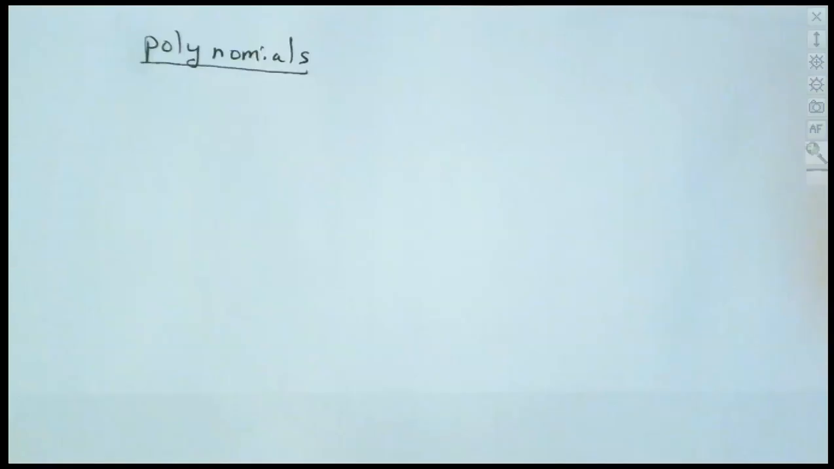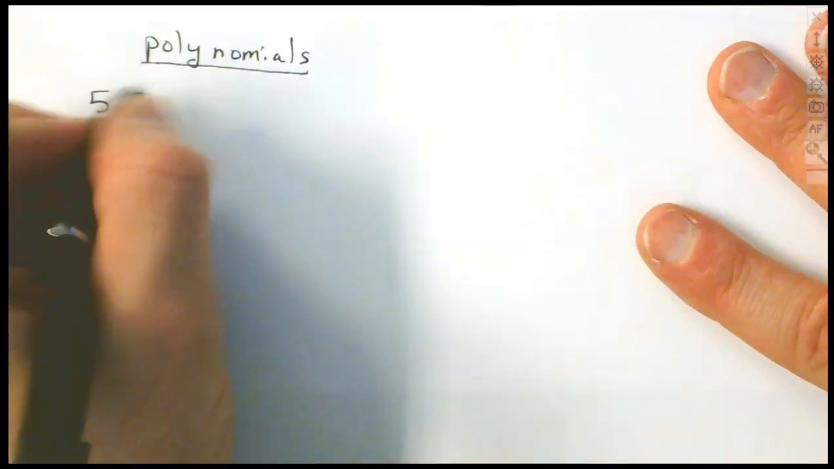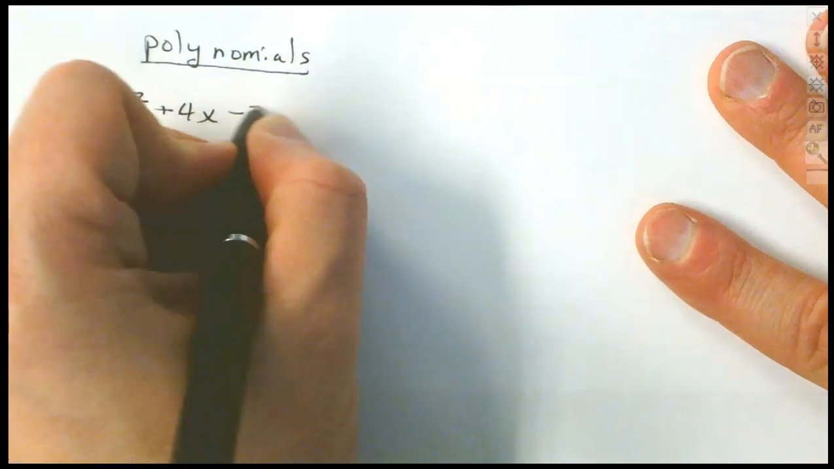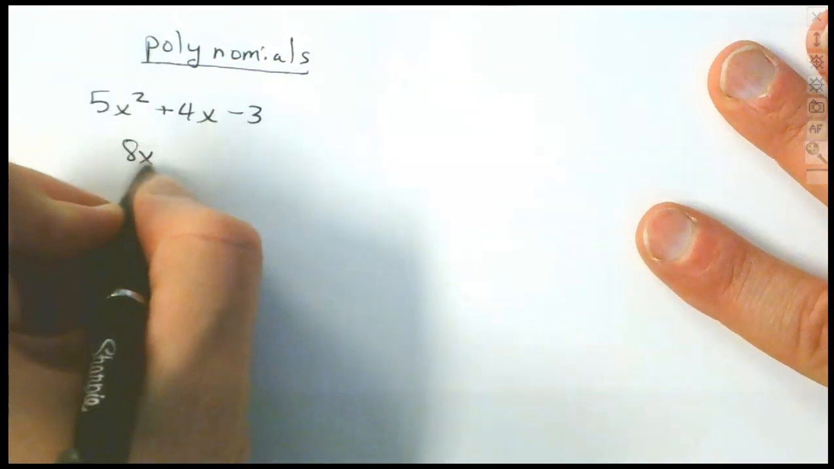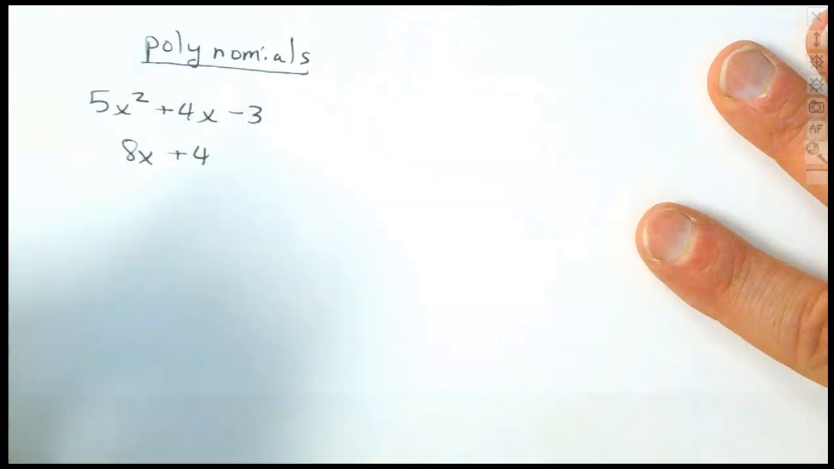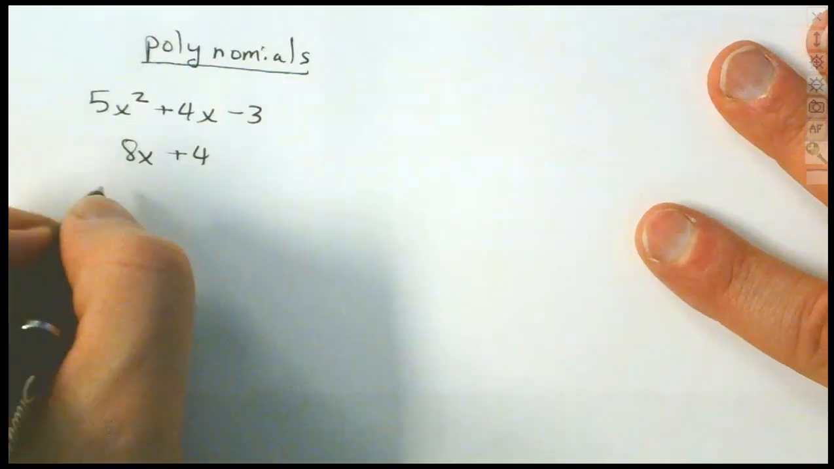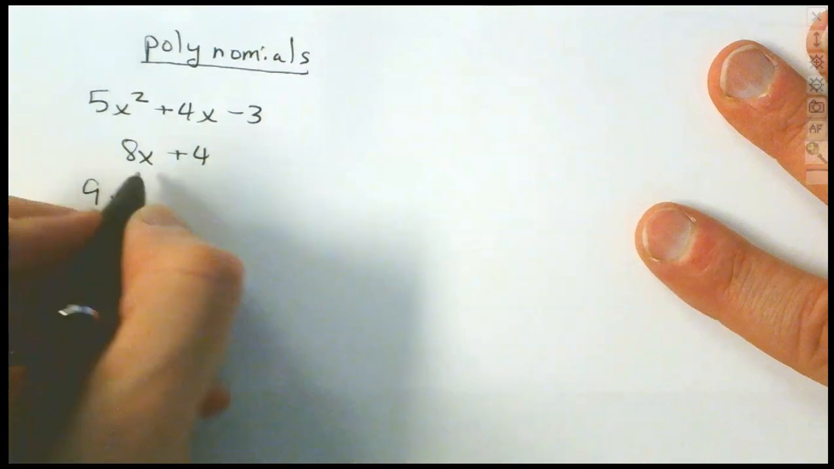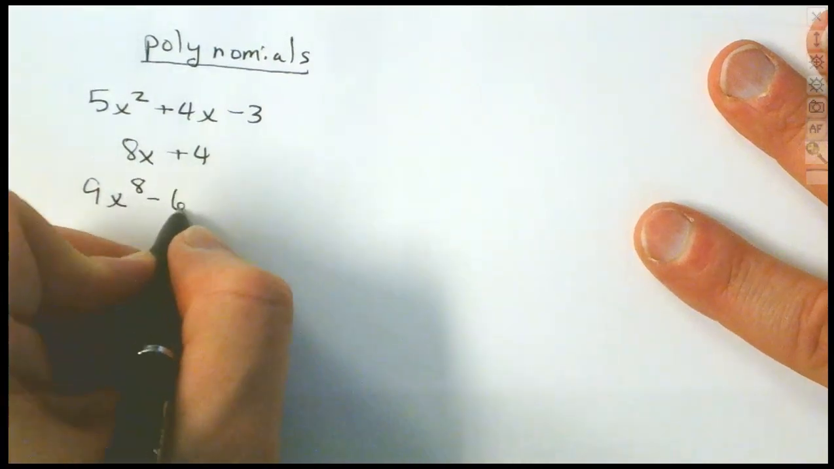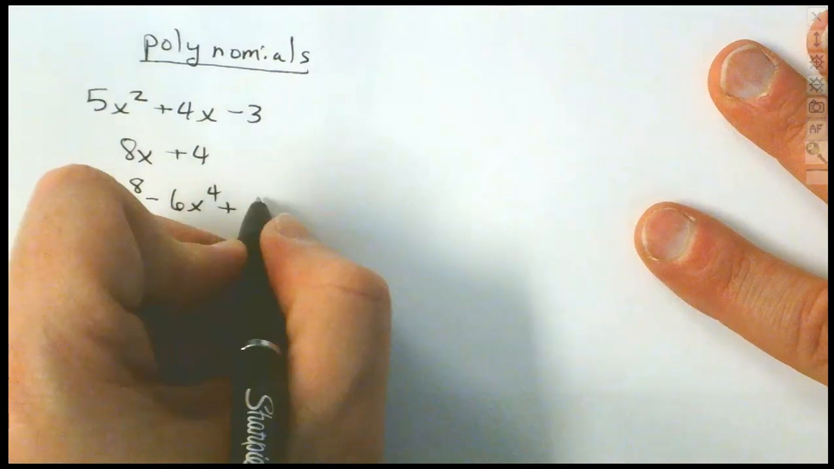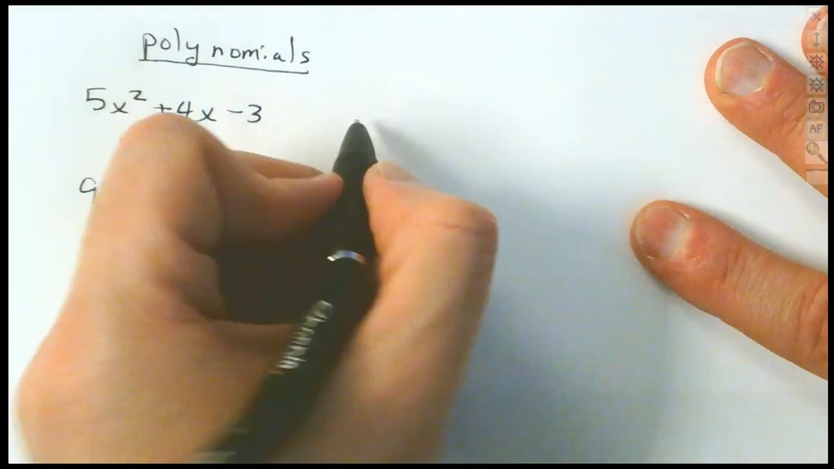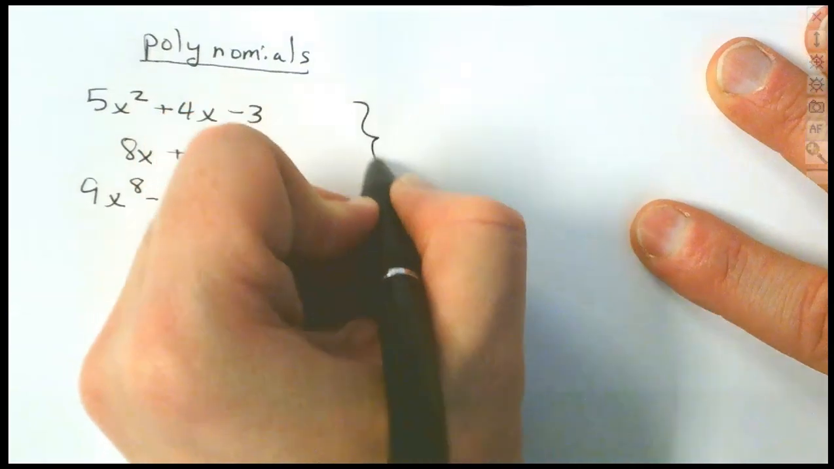And this goes back to the Greek word poly, and that means many. So we're going to be looking at things that have many terms. Okay, so these are all polynomials. 5x squared plus 4x minus 3. 8x plus 4. How about 9x to the 8th minus 6x to the fourth plus 3x minus 2. These are all examples of polynomials.